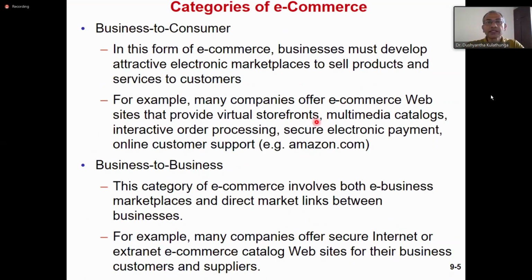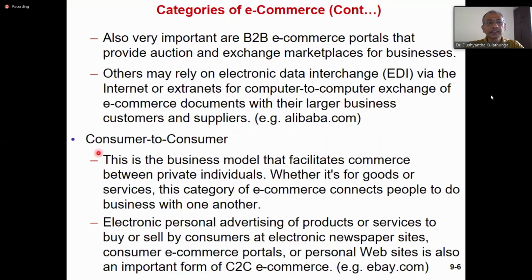We are now moving to categories of electronic commerce as highlighted in one learning objective. We are going to look at the most prominent categories of electronic commerce. And here we are going to identify three such primary categories. First one is business to consumer electronic commerce. Second one is business to business electronic commerce. The third one is consumer to consumer electronic commerce.